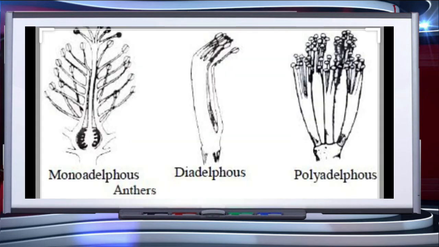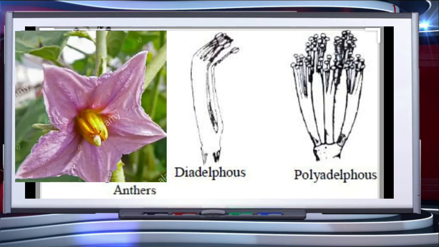The stamens may be united into one bunch or one bundle. We call them monoadelphous, as in the China rose. When they form 2 bundles, we call them diadelphous, as in pea. Or if they form more than 2 bundles in the flower, then we call them polyadelphous, as shown in the figure. And the best example is citrus. There may be variation in the length of the filaments within a flower, as in salvia and mustard.